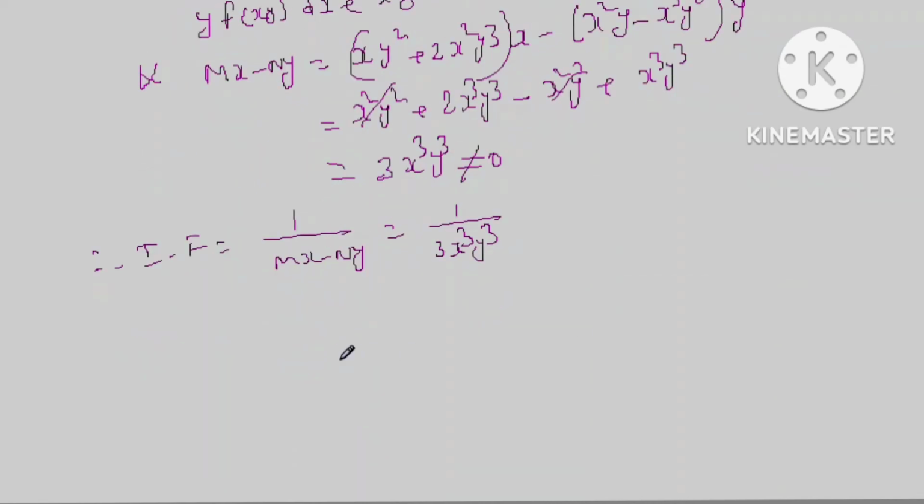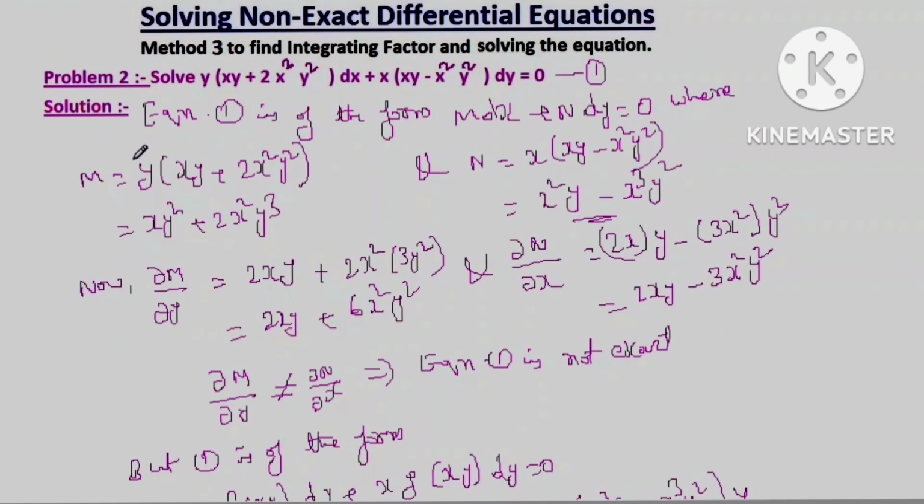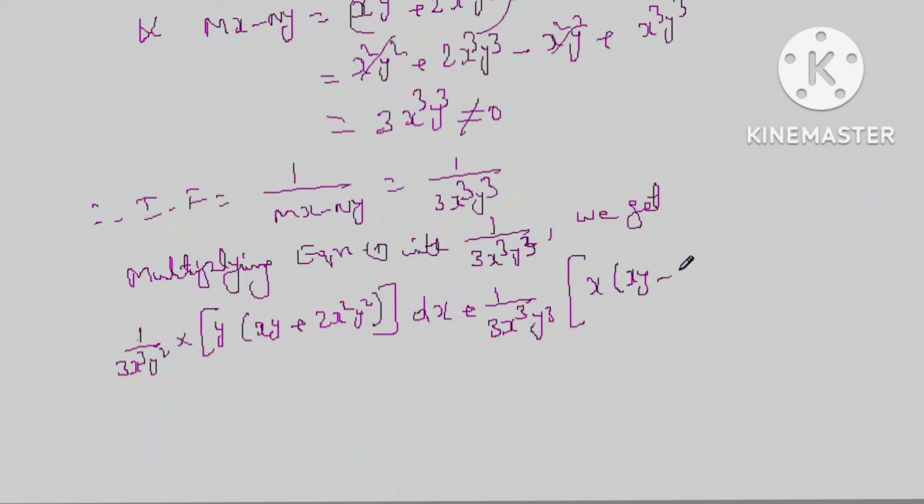Now what we will do, we will multiply equation 1 with this integrating factor. So multiplying equation 1 with 1 by 3x cube y cube, we get 1 by 3x cube y cube into y into xy plus 2x square y square dx plus 1 by 3x cube y cube into x into xy minus x square y square dy is equal to 0.